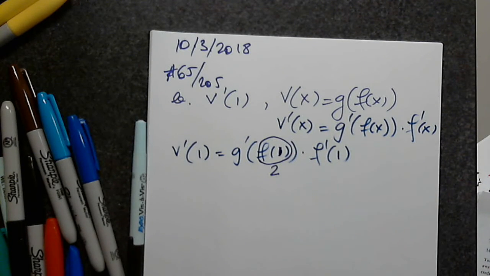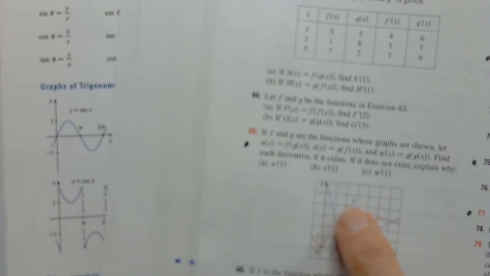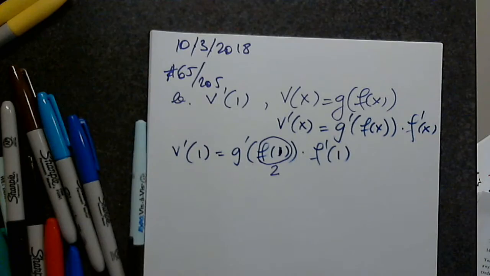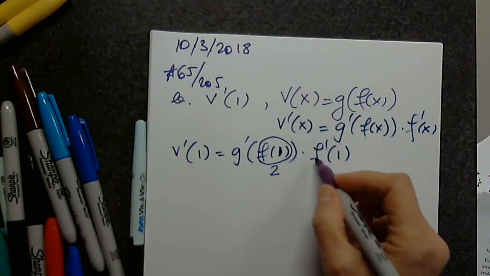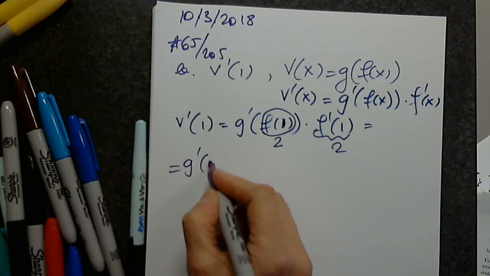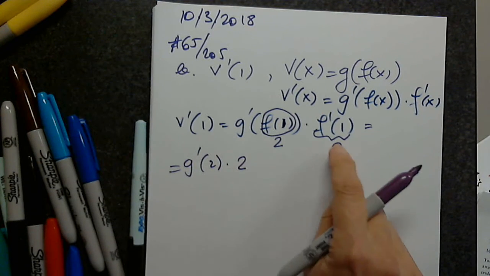Now, f prime of 1 is the slope of the tangent line to the graph of f at 1. It happens that this is a linear function, right? So at any point here, there is the same slope. So I have rise over run, 4 divided by 2, and it's positive. Very good. So then this is also 2. So at this point, I have g prime of 2 times 2, which is f prime of 1.